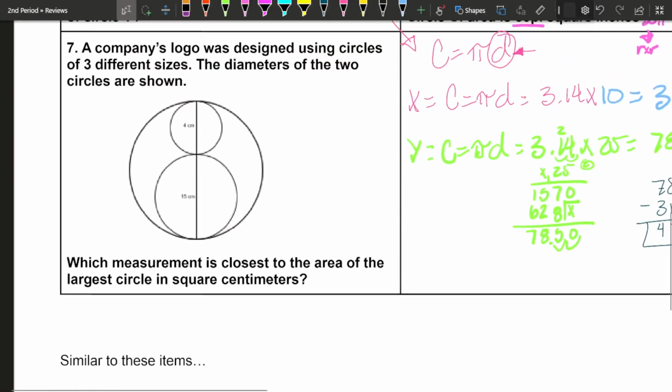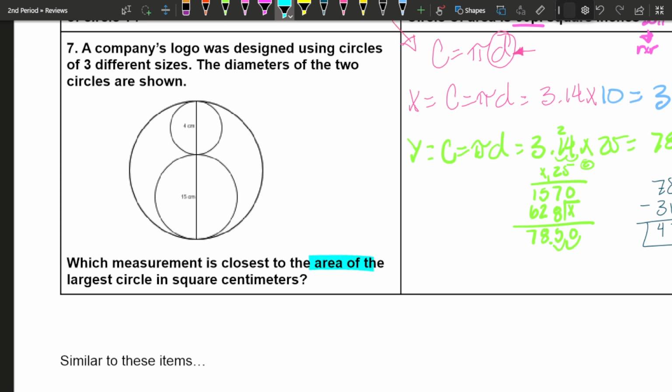Last one. Number 7. A company's logo was designed using circles of 3 different sizes. The diameter of 2 circles are shown. Which measurement is closest to the area of the largest circle in square centimeters? So I'm looking for what? Area or circumference?